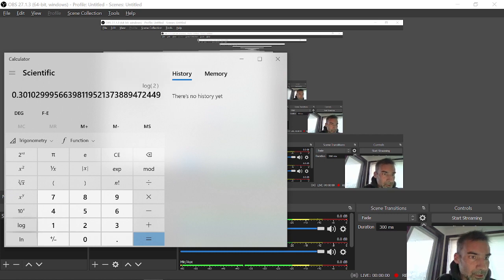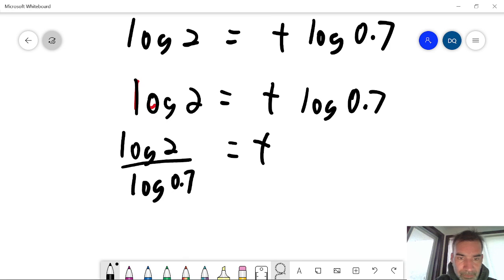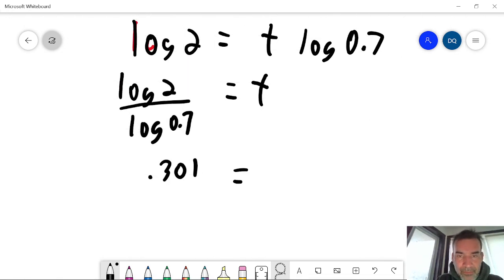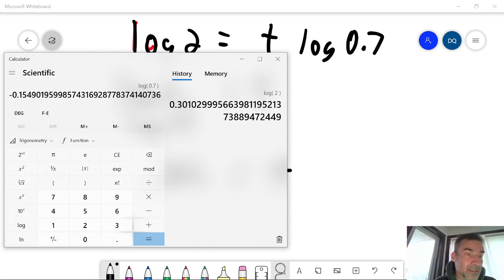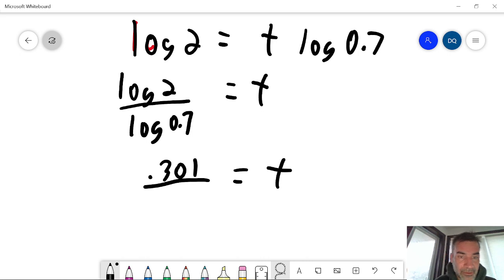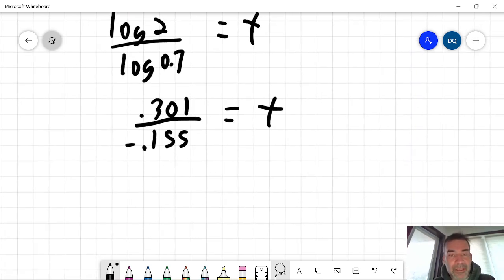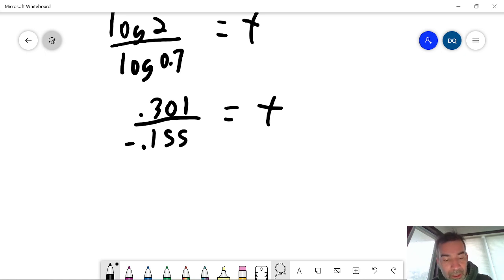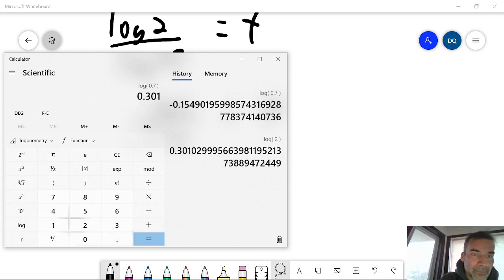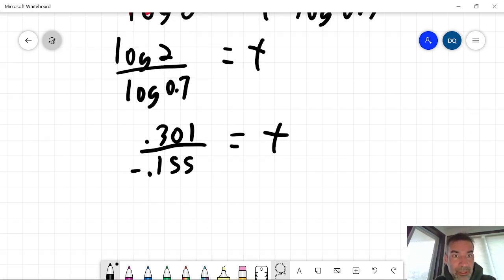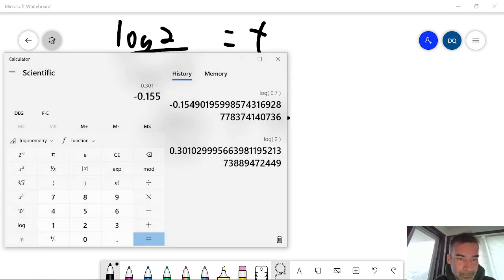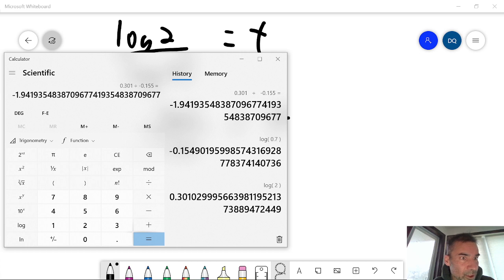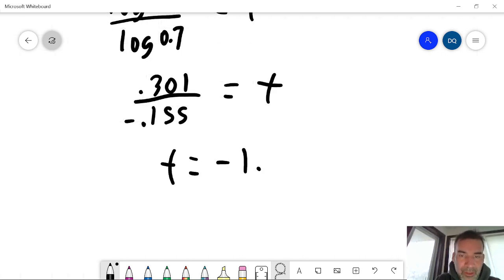So the log of 2 is 0.301, and the log of 0.7 is minus 0.155. So I've got negative 0.155. That makes t equal to 0.301 divided by 0.155. And again, that 0.155 is negative. We should expect it to be negative because we're taking the log of a number less than 1. So the exponent has to be negative to give us a number with a magnitude less than 1. And that gives us a final answer of negative 1.94. So t is equal to negative 1.94.